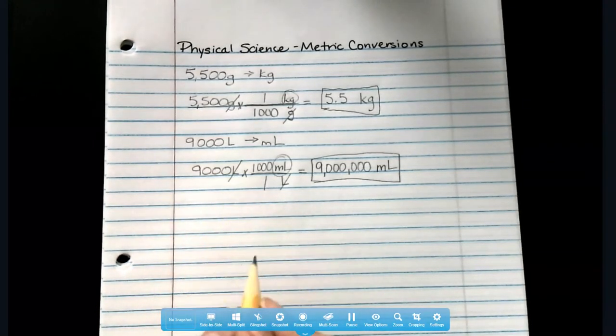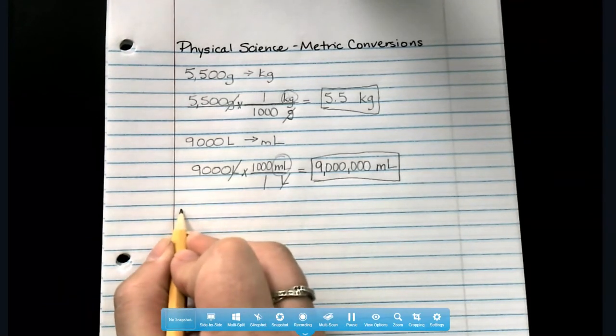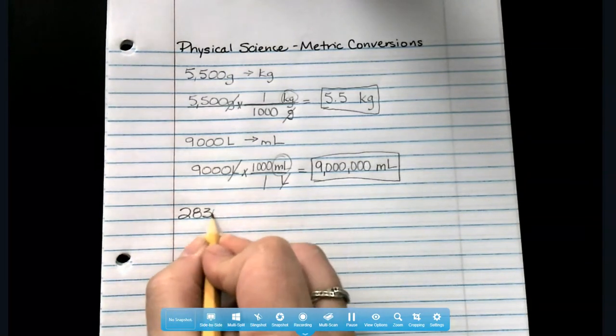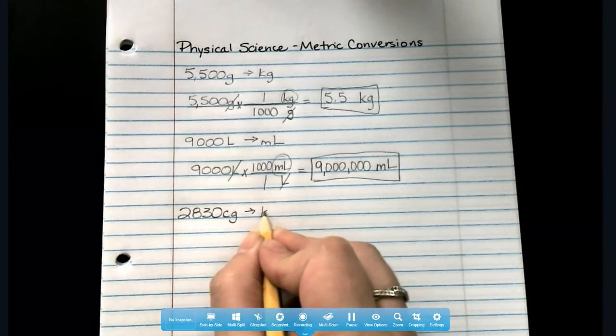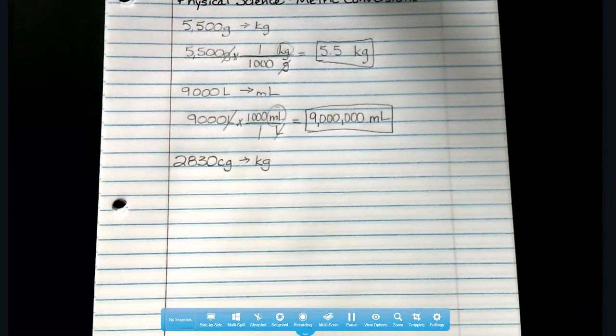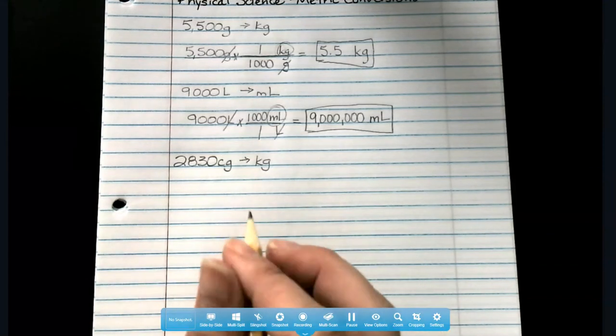Now let's get a little more complicated. 2,830 centigrams, and we want to convert that into kilograms. So we're going to start these problems the same way, but there's going to be an extra step because that centigram to kilogram jump is a little bit tougher.